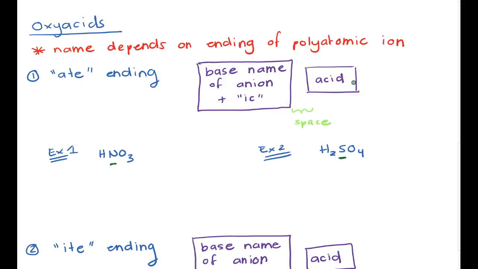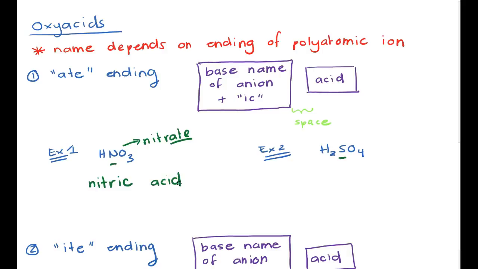So let's look at the first one. We know this is nitrate, and that's where we get which type of oxyacid it is. To start, we're going to write the base name for nitrogen, which is nitr, and then we want ic because it is an ate polyatomic ion. We have a space and we write acid. So this will be nitric acid.